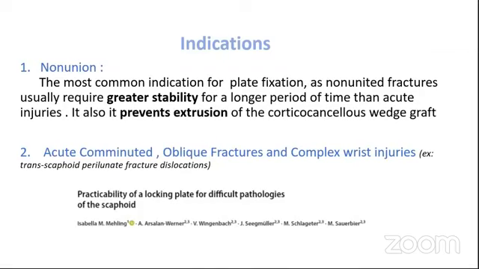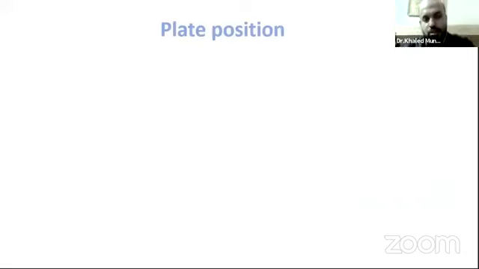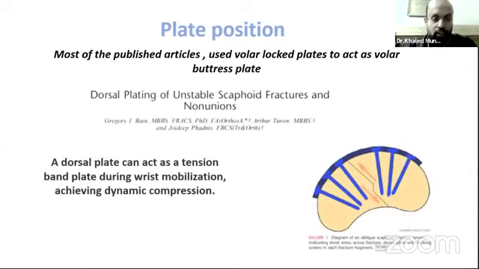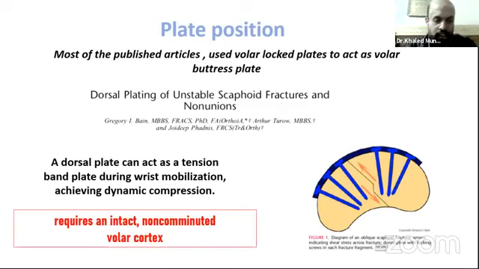Did you place the plate dorsal or volar, Khaled? Most of the papers in the literature talk about using the plate volar to act as a buttress, but one study reported using it dorsally to act as a tension band during wrist mobilization and achieve dynamic compression, but it needs an intact non-comminuted volar cortex.